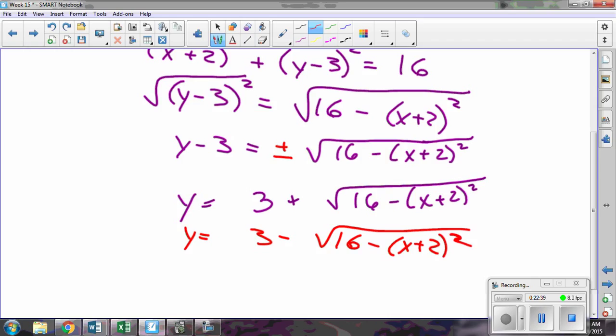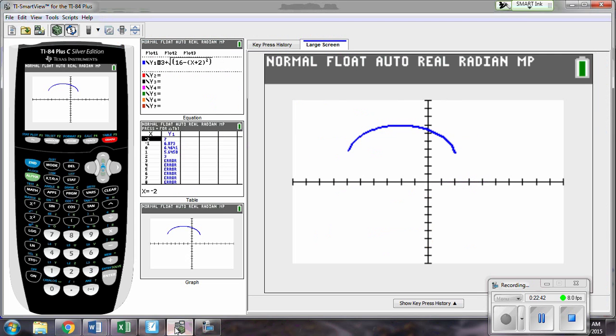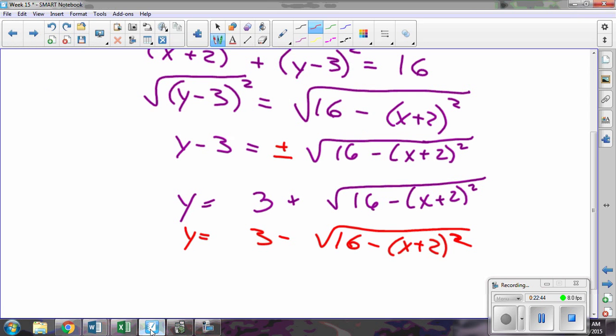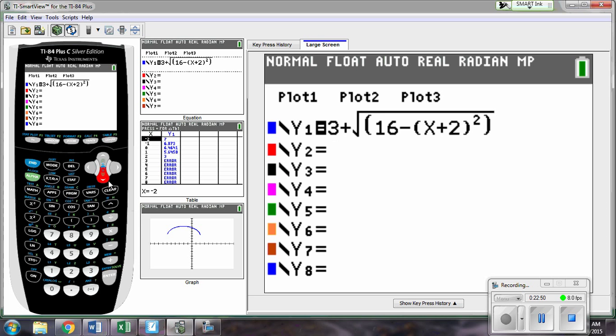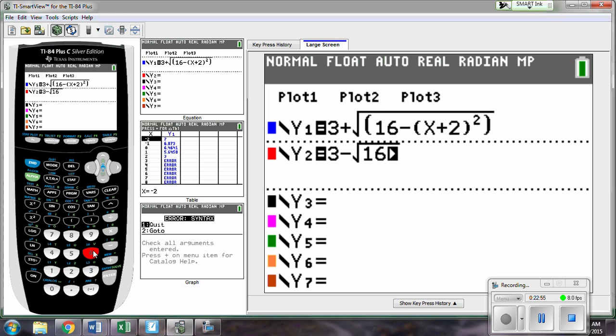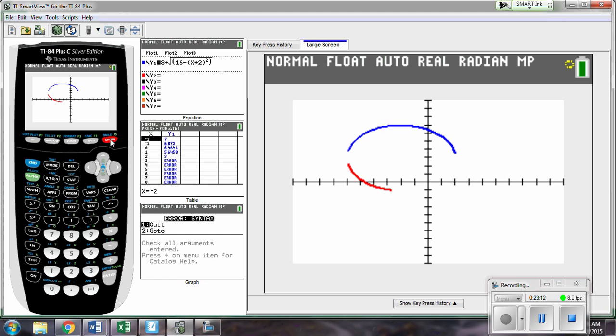That's what I was thinking at first. No, then we're definitely on the right track there for what you were thinking, Alex. So we'll come back, put this thing in. 3 minus square root 16 minus x plus 2, and gotta be squared. And then now we can hit graph. And we get the bottom half of our circle.